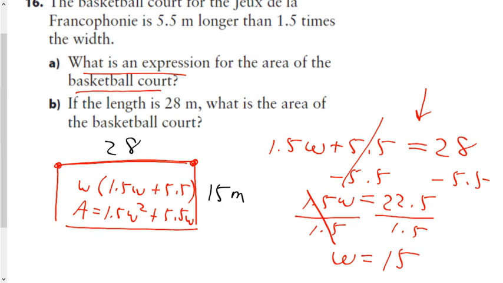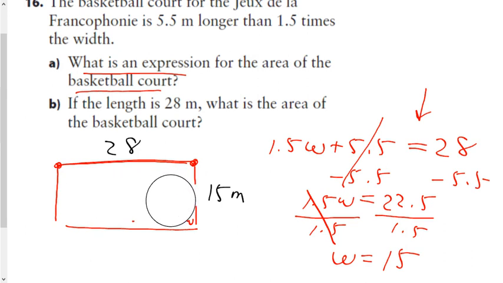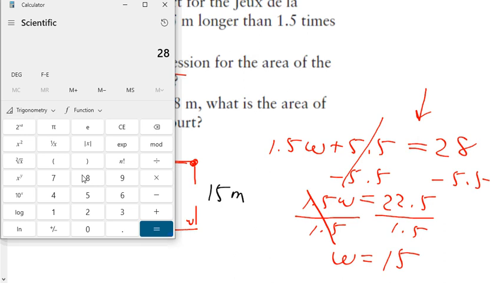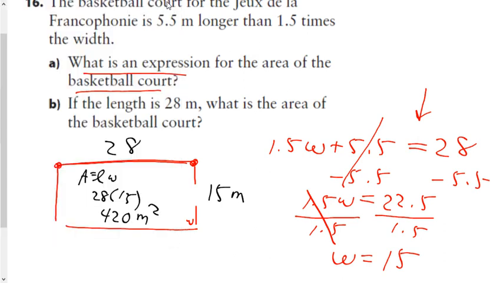The question is, what is the area of the basketball court? I can now erase all of this. And the area of that basketball court is going to be length times width, or 28 times 15, or 280 plus 140, which is 420 square meters. I think, oh God, I better check that out. 28 times 15. Phew. I can multiply in my head. Any questions?